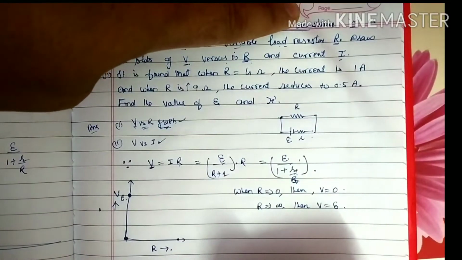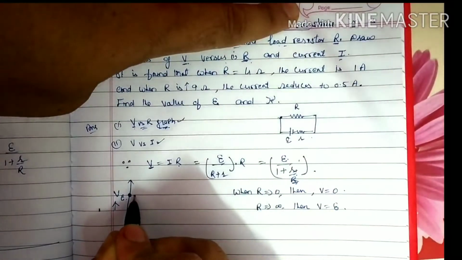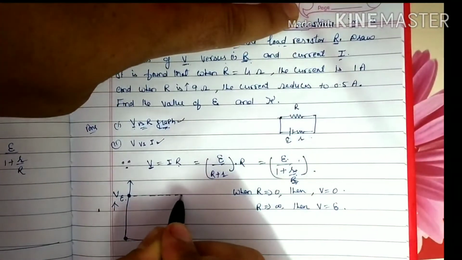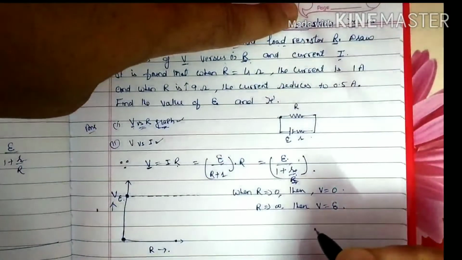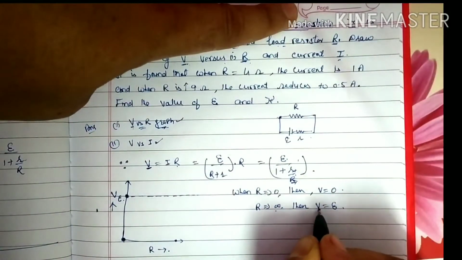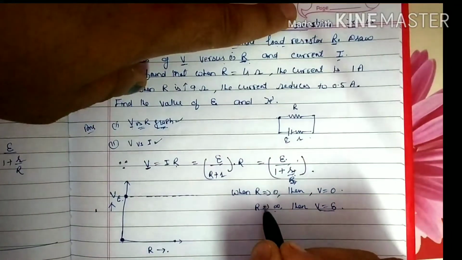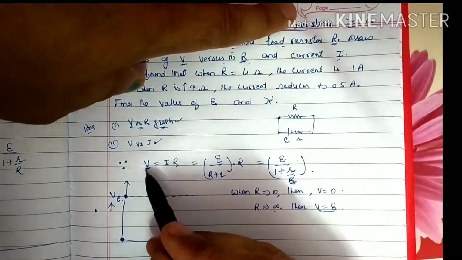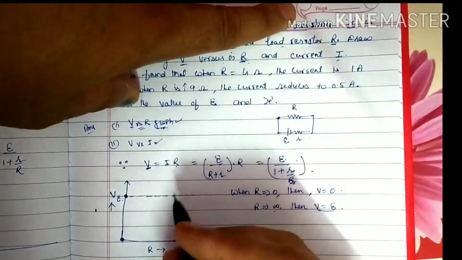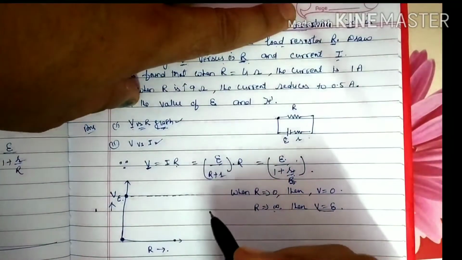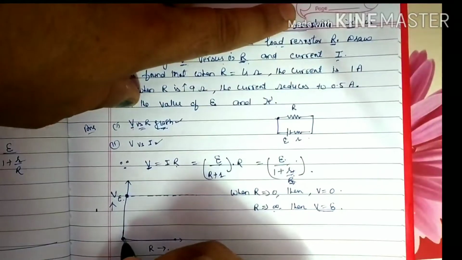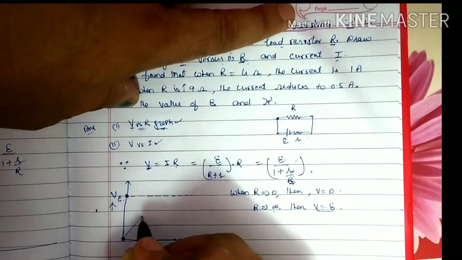Okay, so we get a constant value like this: V is equal to E. When R is equal to infinite, V becomes equal to E. And for intermediate values of resistance, we will get a value of V, but that value of V will vary non-linearly. So then we will get this type of graph.